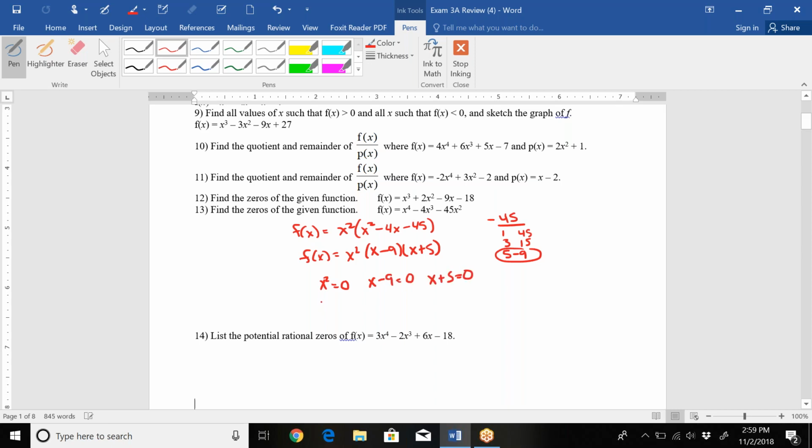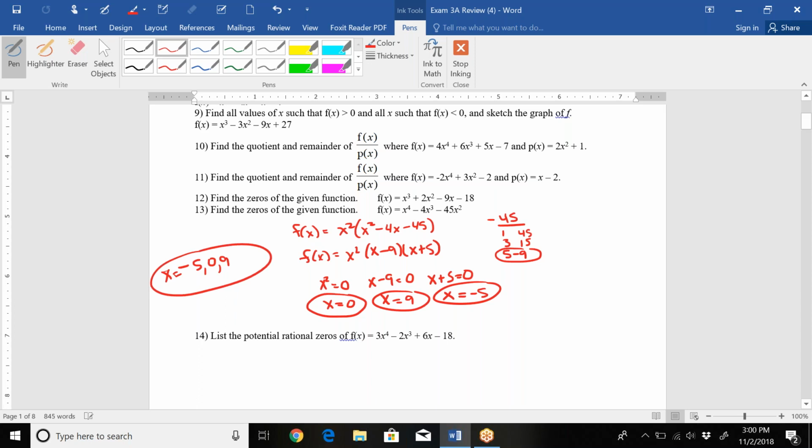So x squared equals 0 when x is 0. X minus 9 we would add over the 9. And x plus 5 we would subtract over, so negative 5. So my zeros are negative 5, 0, and 9.